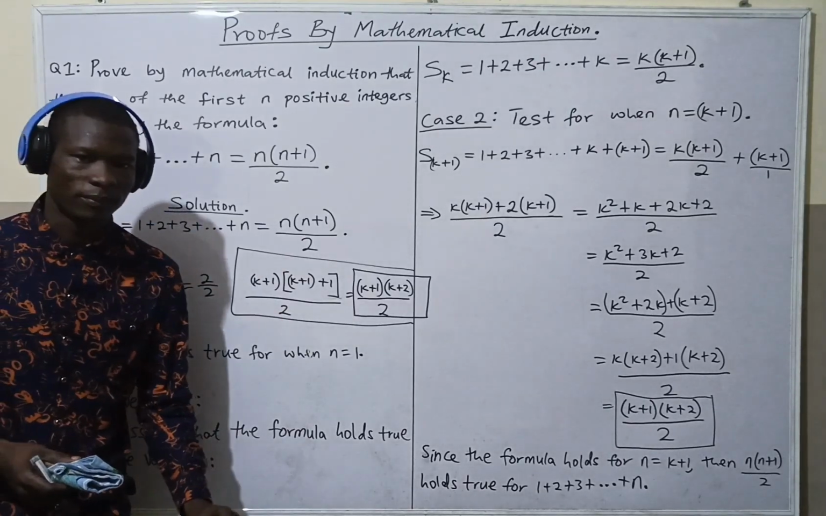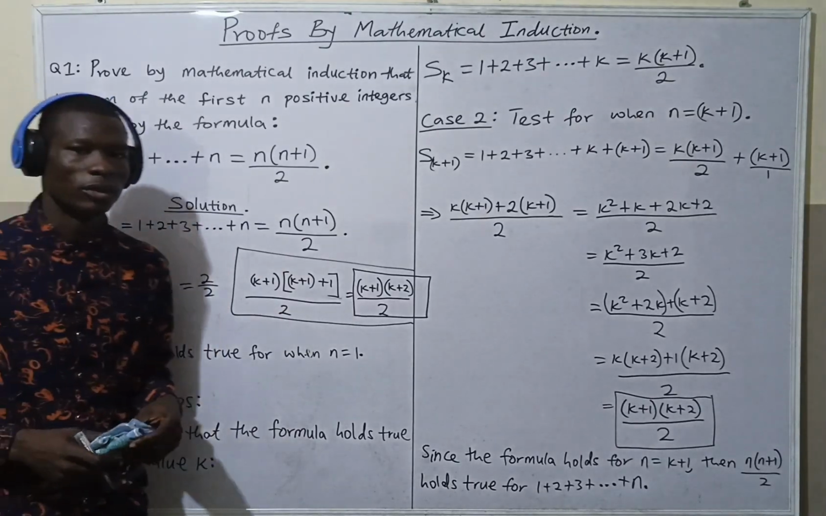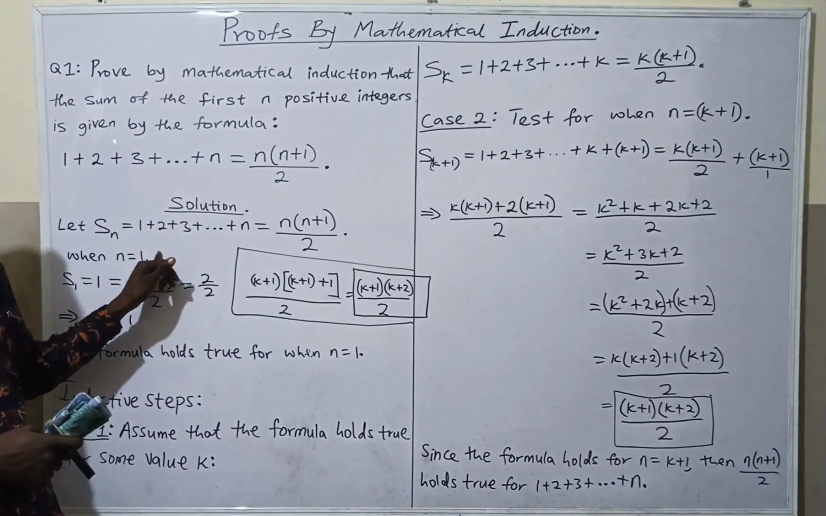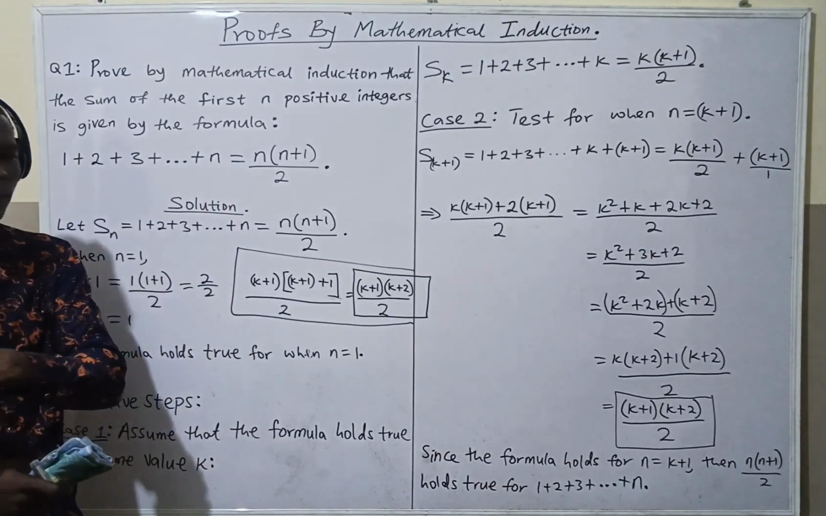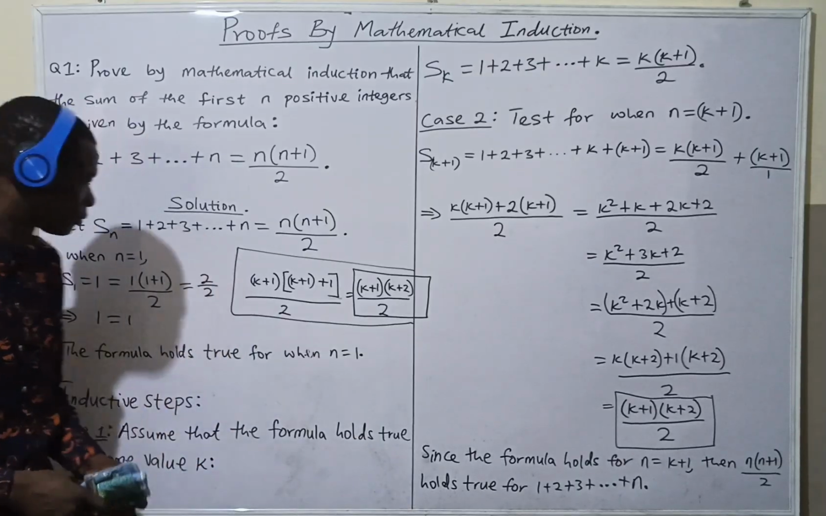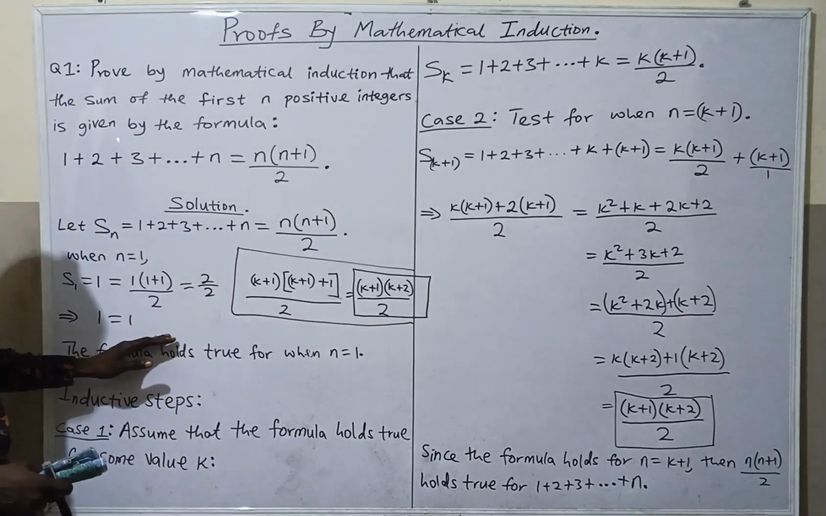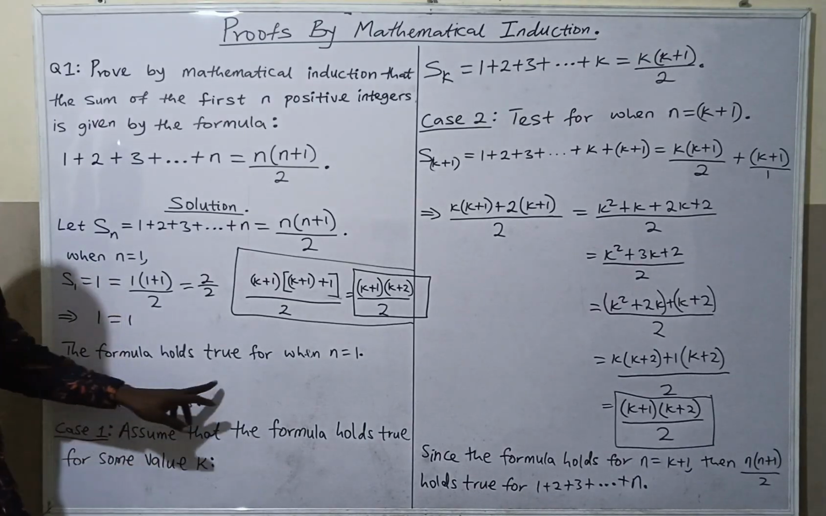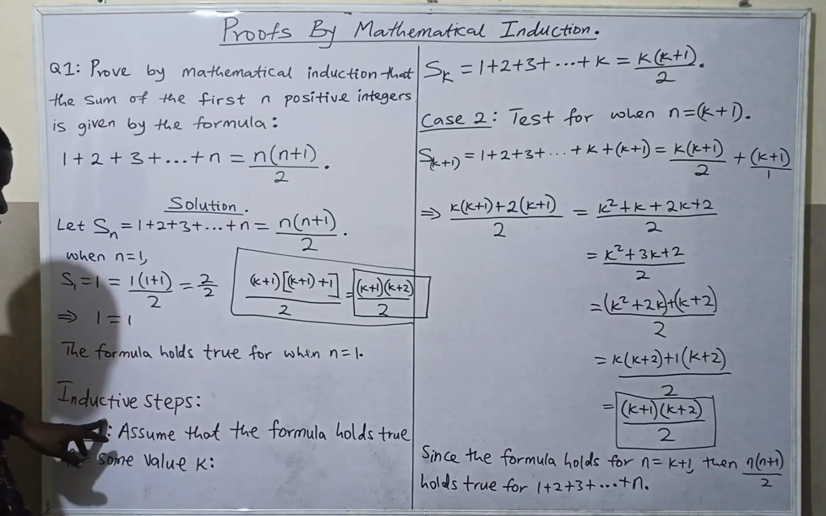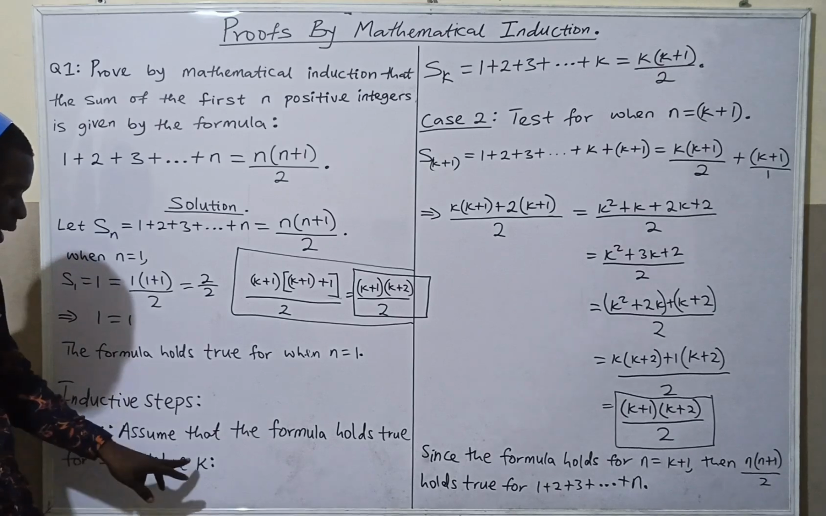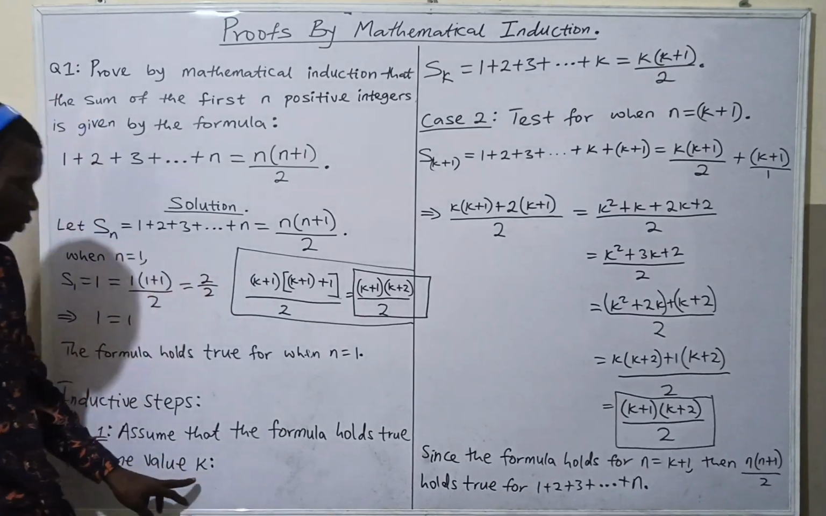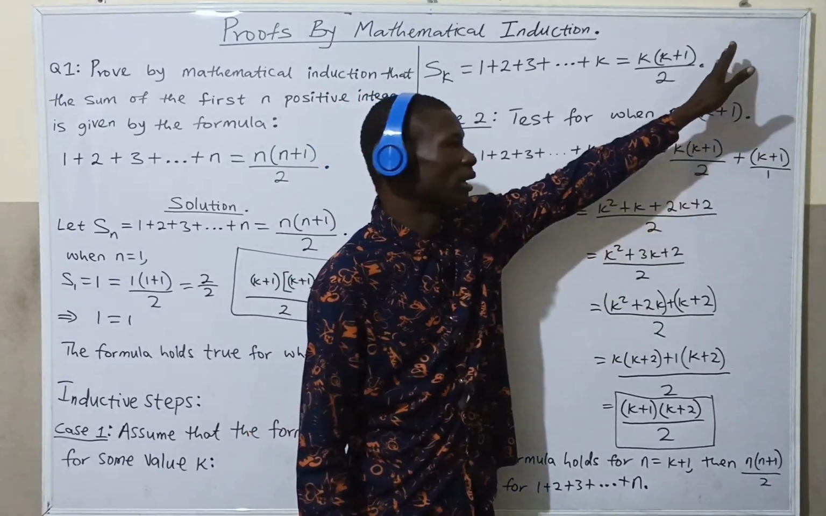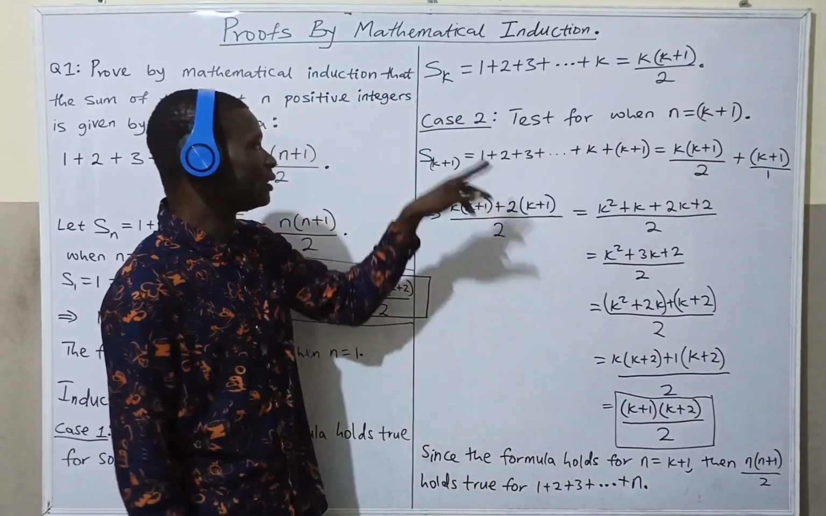It's very easy. Now let me give you the clue to this. Once you have been able to establish for when n is equals to 1 or whatever value n is starting with, you have been able to establish that it is true. The next case is the inductive step. Then you assume for case 1 when n is equals to k. So that one is just assumption, and then you are good to go. The next step is case 2.